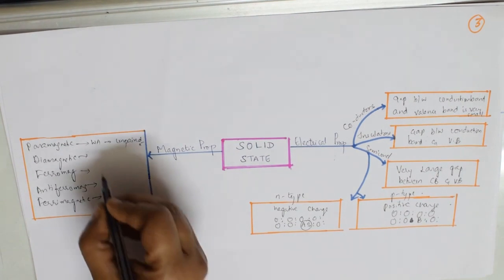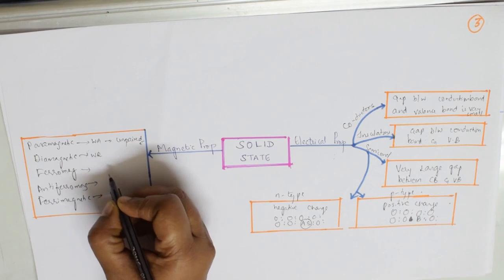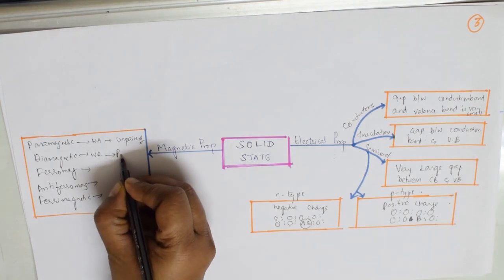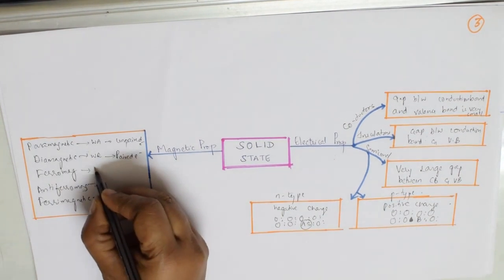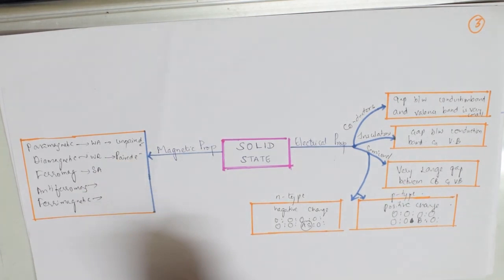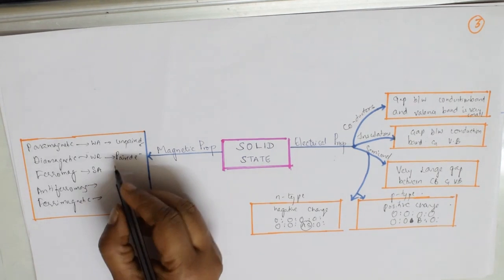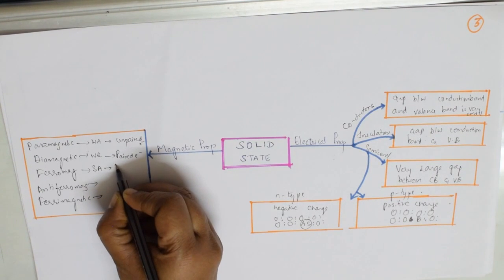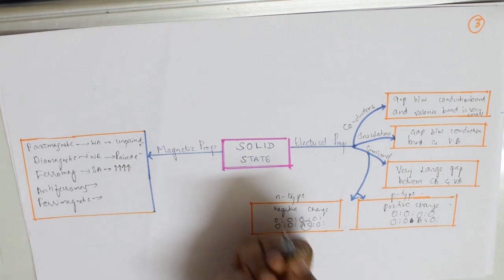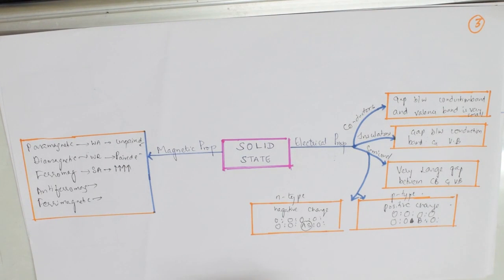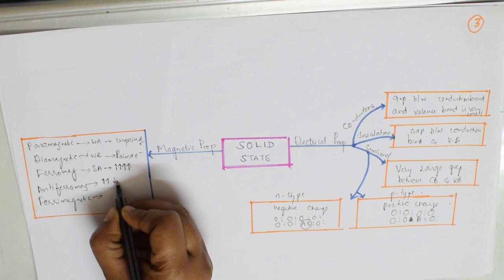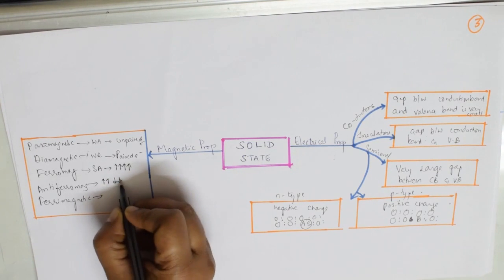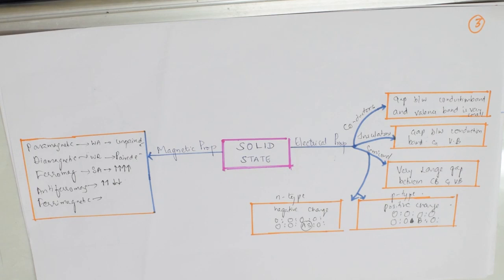In diamagnetic, weakly repelled. WR means weakly repelled. Here you have paired electrons. In ferromagnetic, strongly attracted, and all the domains are in the same direction. In antiferromagnetic, domains are opposite. If two domains are up, two will be down. In this way, equal domains but opposite.